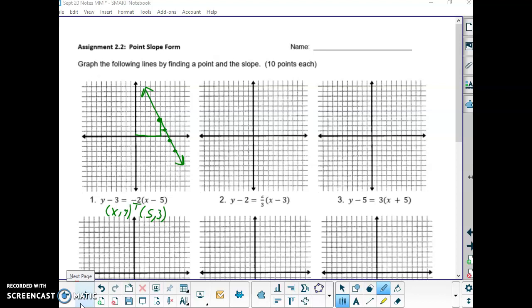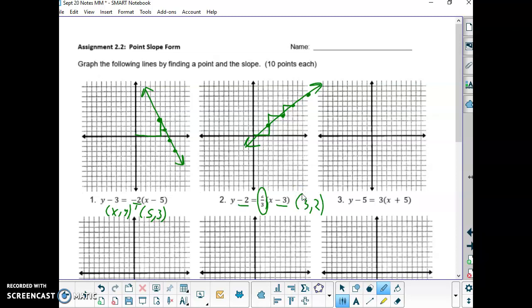Okay, so for this one, we are going to start at the point opposite of -3, which is +3. Opposite of -2 is +2. So we start there at (3, 2). Then we do the slope. Up 2 over 3. Up 2 over 3. Up 2 over 3. Do at least 3 points. And then draw your line.